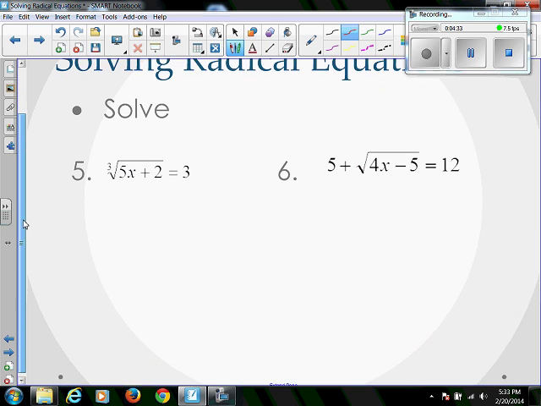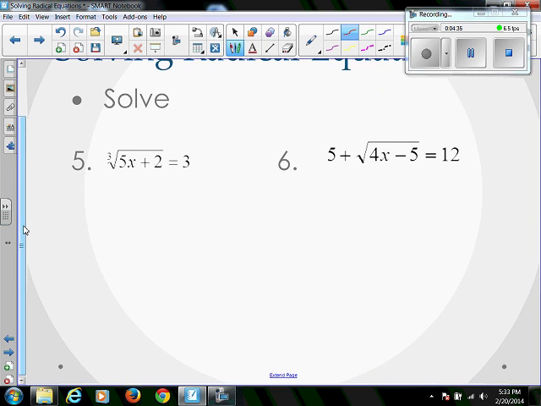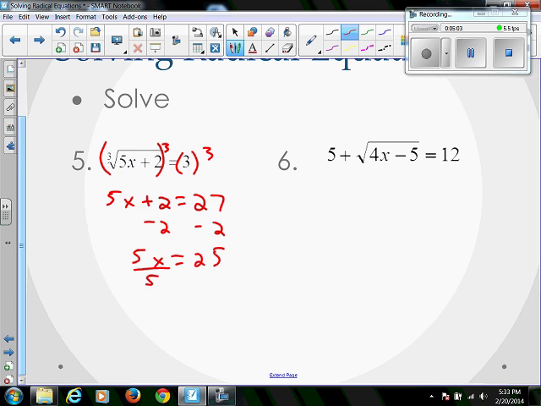Now, number 5 has the cube root. We still need to isolate the cube root. It's already isolated, so the inverse of cube root is cubing. So we're going to cube both sides. Cube and cube root cancel out. We have 5x plus 2. 3 cubed is 27. Solve for x. We have 5x equals 25. Divide by 5. x equals 5.